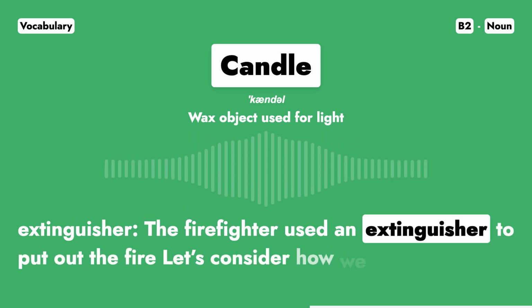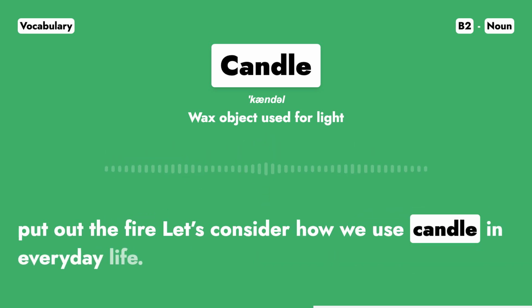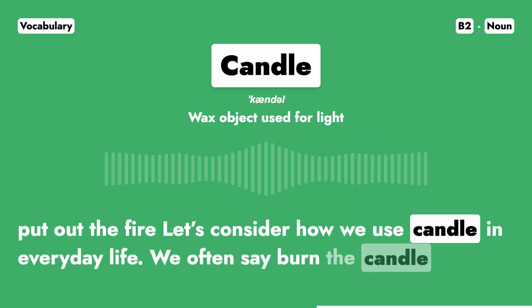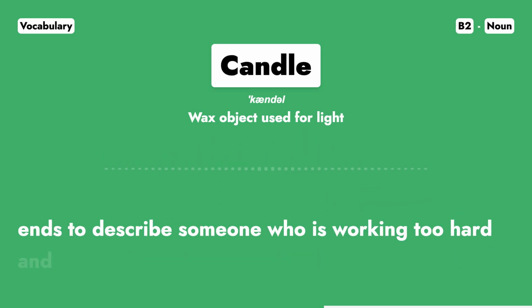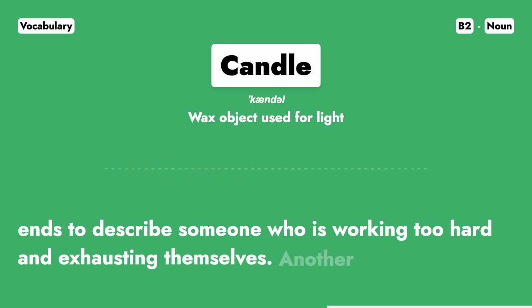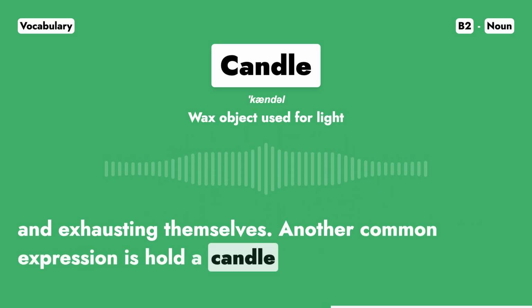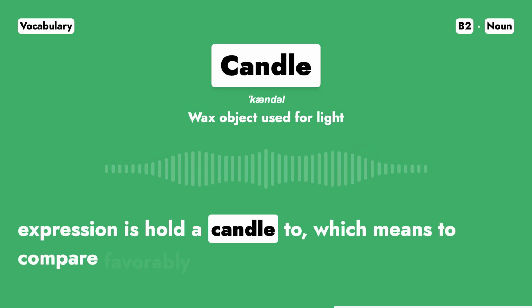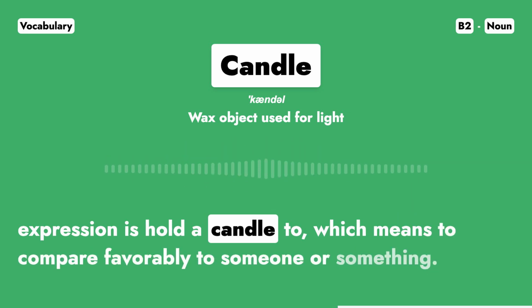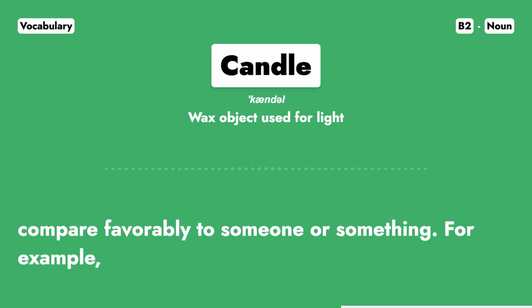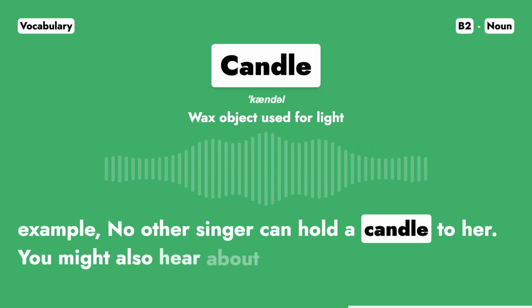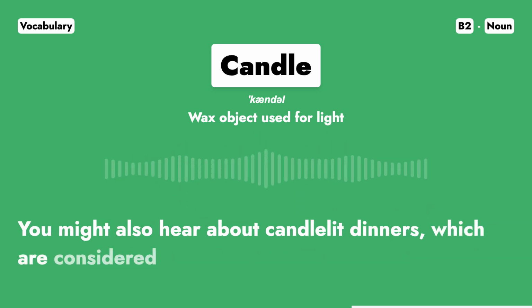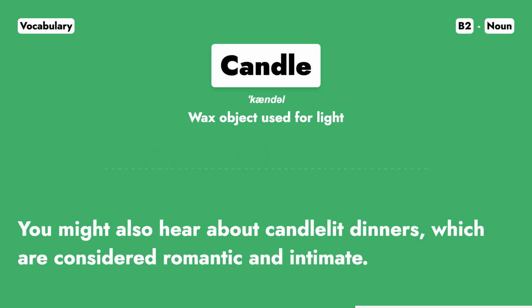Let's consider how we use candle in everyday life. We often say burn the candle at both ends to describe someone who is working too hard and exhausting themselves. Another common expression is hold a candle to, which means to compare favorably to someone or something. For example, no other singer can hold a candle to her. You might also hear about candlelit dinners, which are considered romantic and intimate.